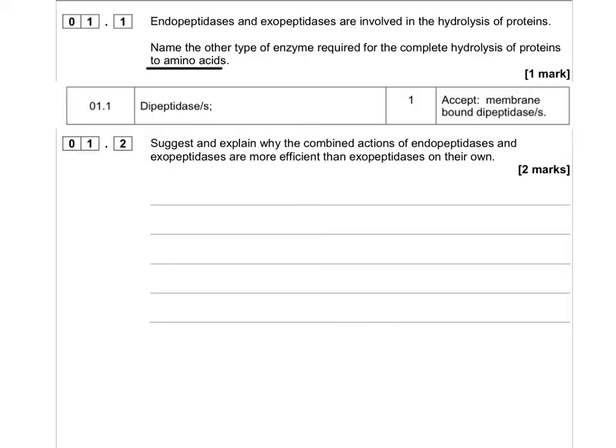Question 1.2, it says suggest and explain why the combined actions of endo and exopeptidases are more efficient than exopeptidases on their own. It's worth 2 marks. So they'll want you to talk about either one of those, but endopeptidases hydrolyze internal bonds, whereas exopeptidases remove amino acids or hydrolyze them at the ends. So therefore it would be more effective because there'd be more ends, or it would increase the surface area to allow hydrolysis to occur.